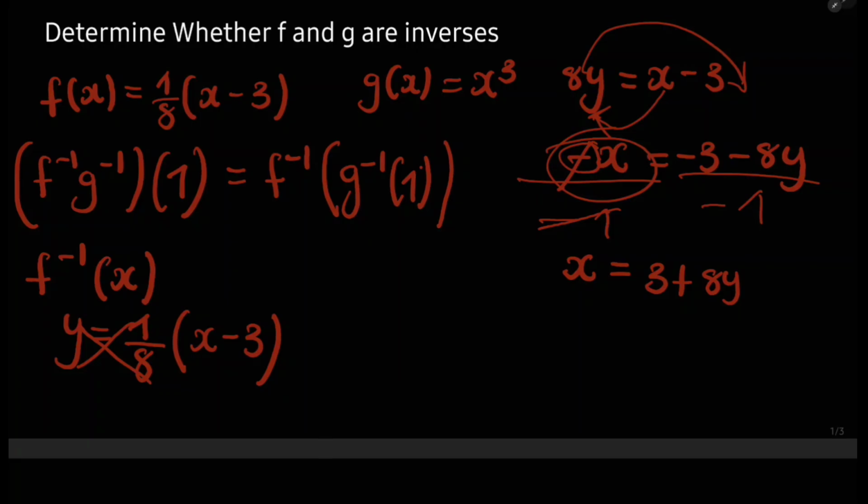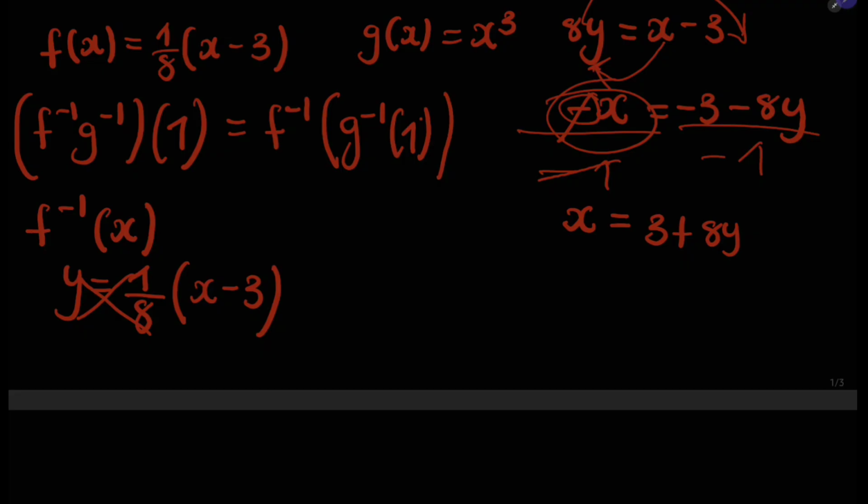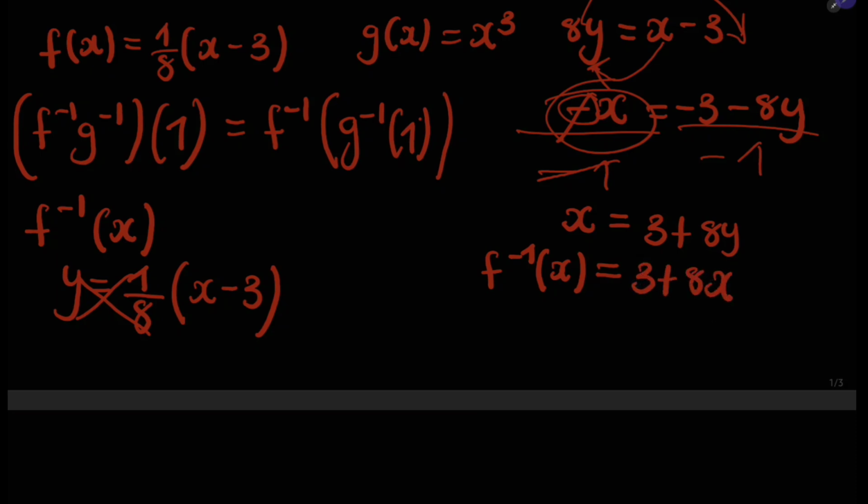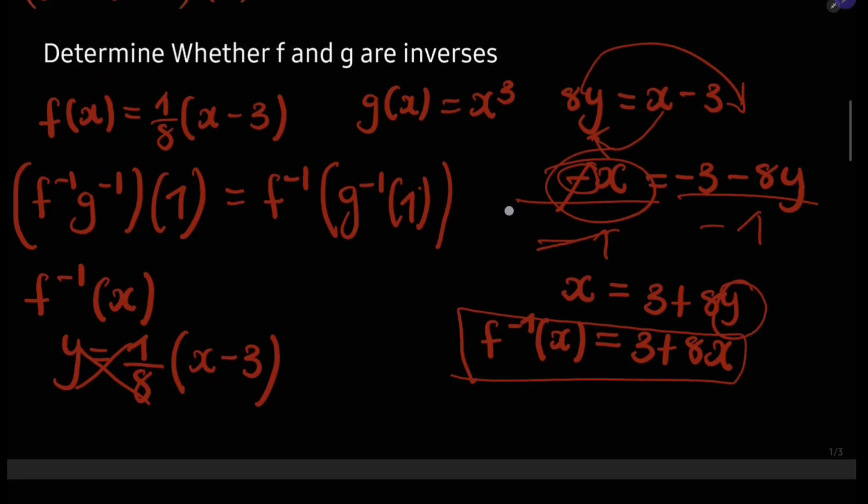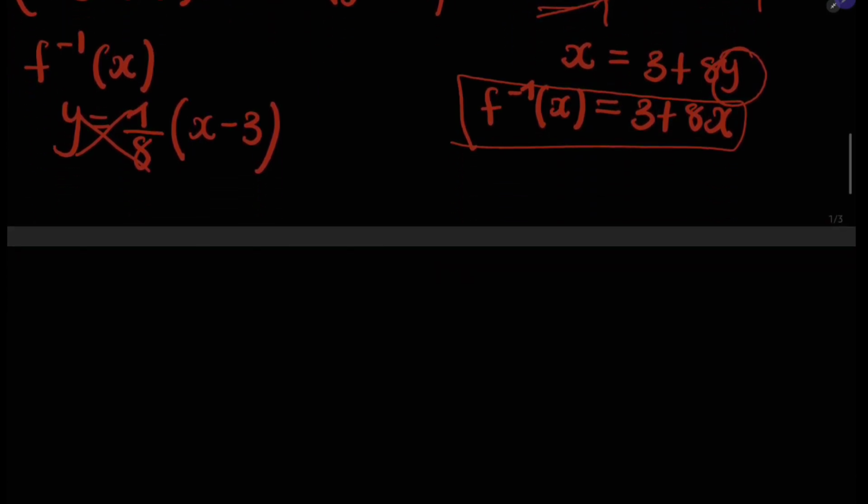Okay, so here this is it. We are going to have f inverse of x is equal to 3 plus 8x. Remember I said we substitute y with x. So this is what we have. We have our first one. So now we need to look for our g inverse of x.